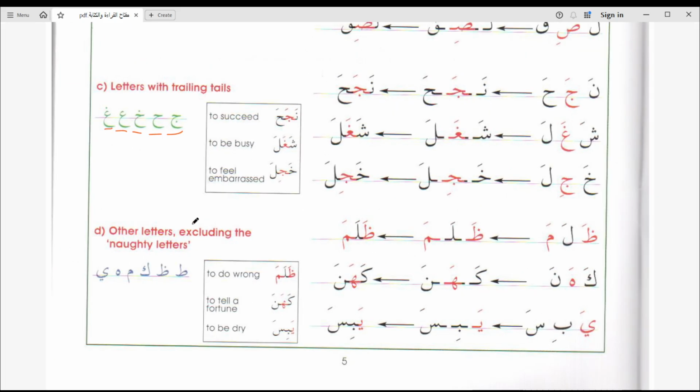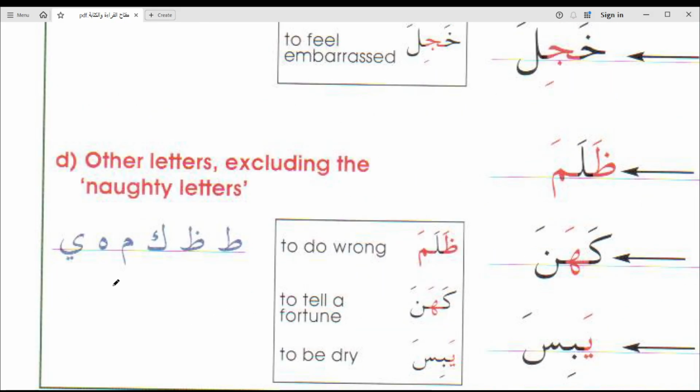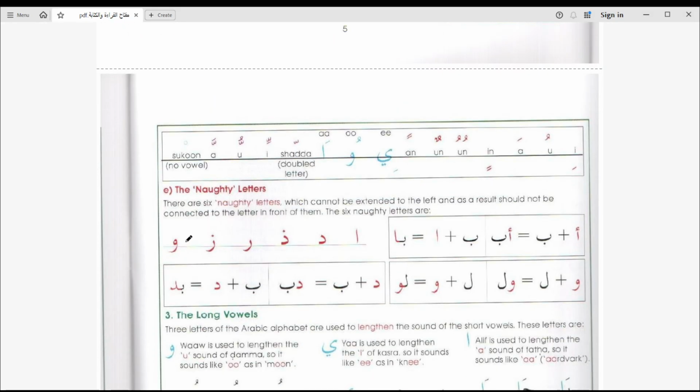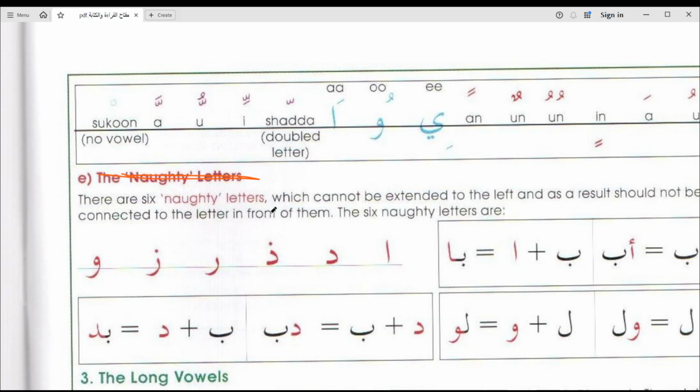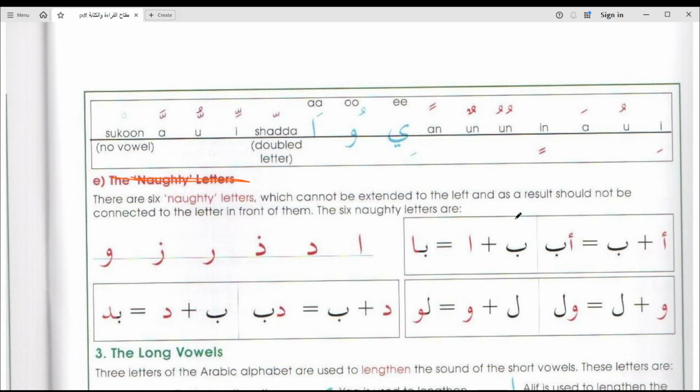Of course, we are going to go through each one of these letters, each one of the forms, and each one of the sounds. Other letters, I don't like to call them naughty, I will call them orphaned letters. There are 6 orphaned letters which cannot be extended to the left and as a result should not be connected to the letters in front of them. The 6 orphaned letters are Alif, Dal, Dhal, Ra, Za, and Waw.